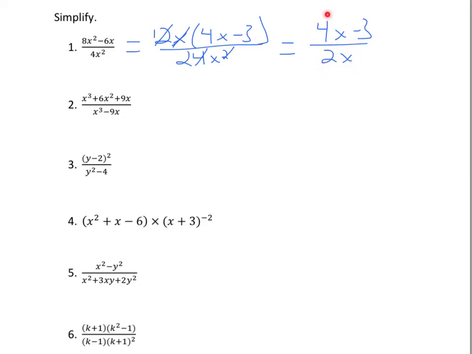Okay, now remember, you can't cancel any of these out. You can't cancel the 4x and the 2x because of the minus 3 here. All right, you can only cancel things out when they're multiplied to each other. If they're added or subtracted to each other, you can't do any kind of canceling. All right, so we're stuck there, and that's all you can do.